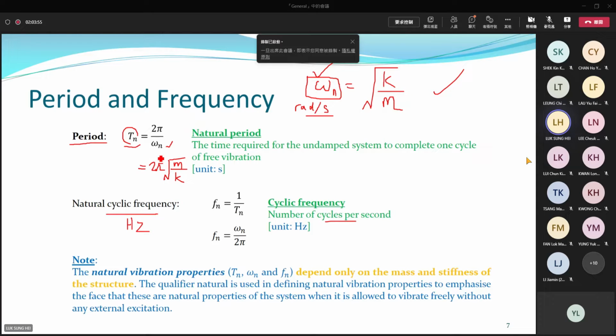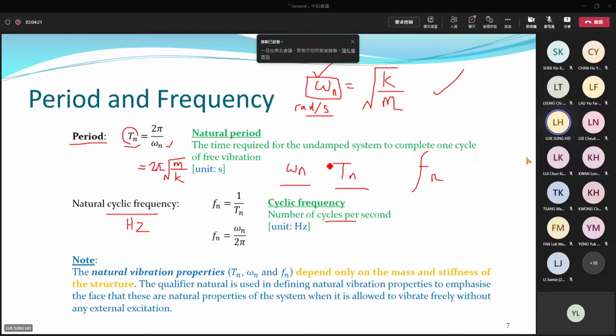So here we have three terms: omega n, natural frequency, natural period, and then you have cyclic frequency. In this module, we normally use omega n or natural period. Sometimes for more information, I may give you the cyclic frequency, but not always.